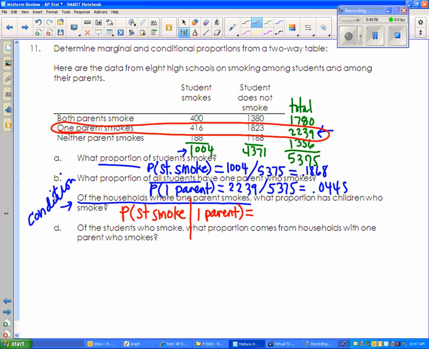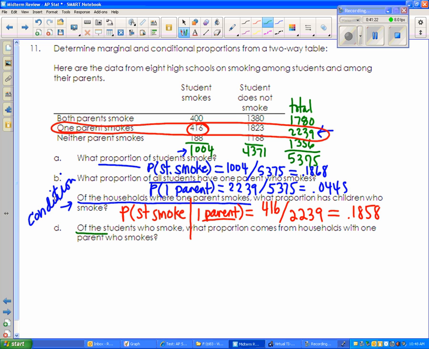And so I'm going to look for the probability of both, or the proportion of both, where the student smokes and one parent smokes, and that's the 416. And I'm not doing it out of the total group, I'm only doing it out of the total of the one parent smoking households. So that would be 2,239. And that is 0.1858.